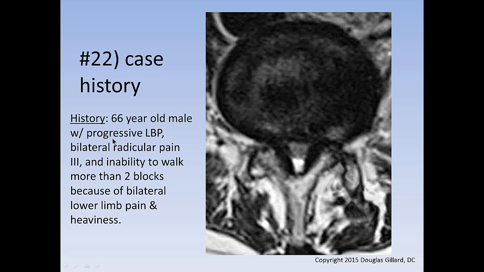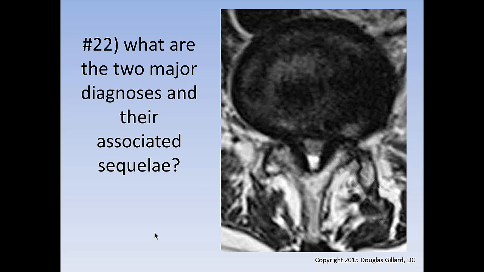A 66-year-old male with progressive low back pain. What's that mean? It's getting worse as time passes. He has bilateral lower extremity pain, level 3. That means it goes all the way past the knee, past the ankle into the foot. He can't walk for more than 2 blocks because of bilateral lower limb pain and heaviness. What's the diagnosis? You better pause it and try to make it here. Let's jump ahead and see.